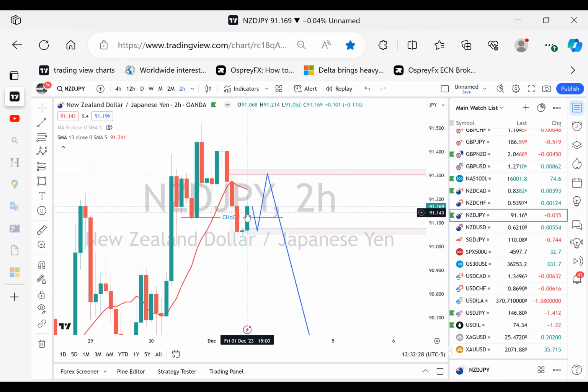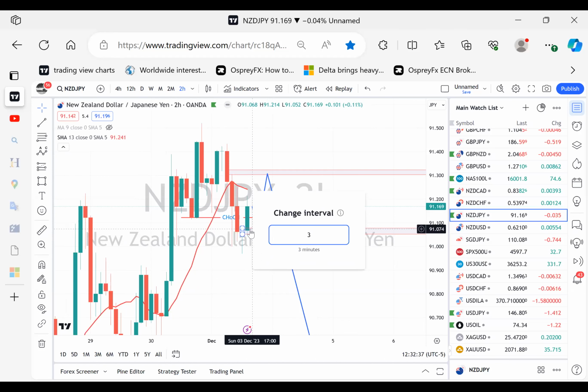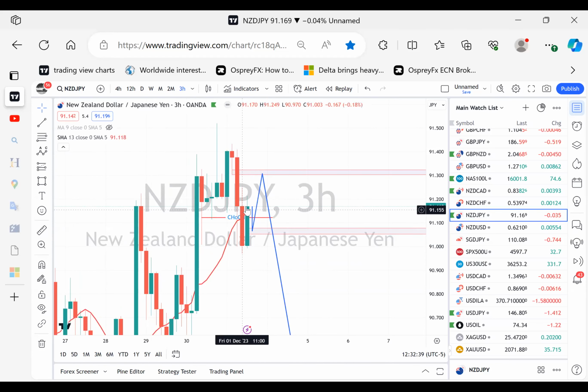as an order block. But I was just trying to get the order block to be a red candle and a green candle, and I don't think you can really get it. The 2 hour shows it like this. The 3 hour shows a red and a green candle. But I just wanted a more clear picture.